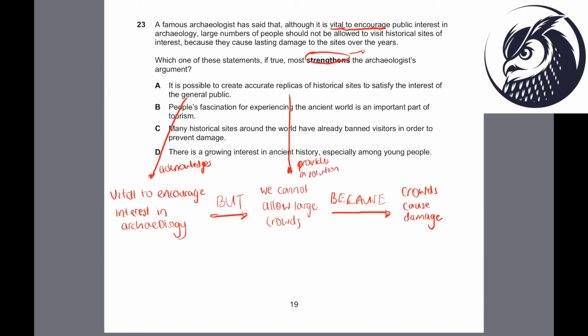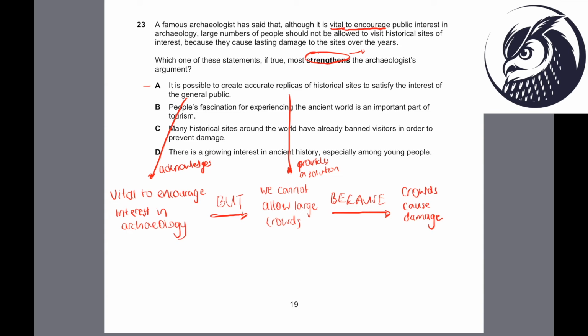So I would say A definitely is an option we should consider because it has strengthened the archaeologist's argument by saying, yes, we need to satisfy the interest in archaeology, but instead of having large crowds, we can just create some replicas in museums. So, we need to create some replicas of the historical sites so we can distribute people across the sites instead of having a large crowd at one. Okay. So it does strengthen the archaeologist's arguments.